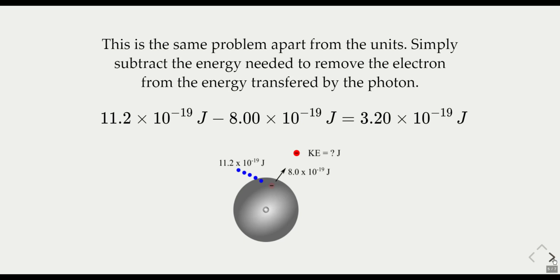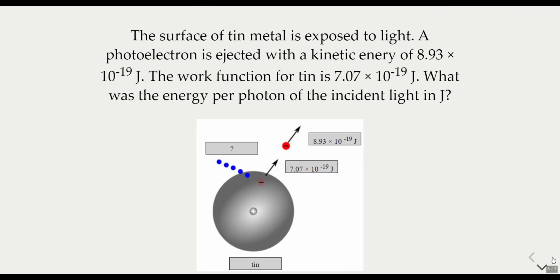All right, one more, and then we're done with this. So let's look at this one. It says the surface of tin this time instead of cobalt is exposed to light. Again, a photoelectron. What does this fancy term mean? It means an electron that was ejected by an interaction with a photon. That's called a photoelectron. This time it has a kinetic energy that we're given, 8.93 times 10 to the minus 19. Last time we had to find that number. So we're told how much energy you have left over when you're done. That's something you can measure in a lab. And we're also told that the work function, the binding energy for tin, is 7.07 times 10 to the minus 19. That number there is the energy required to remove that electron from a tin atom.